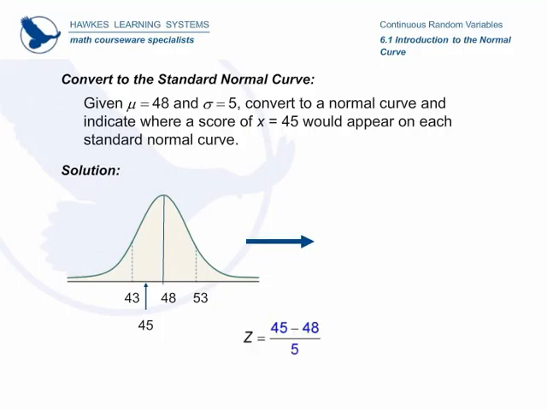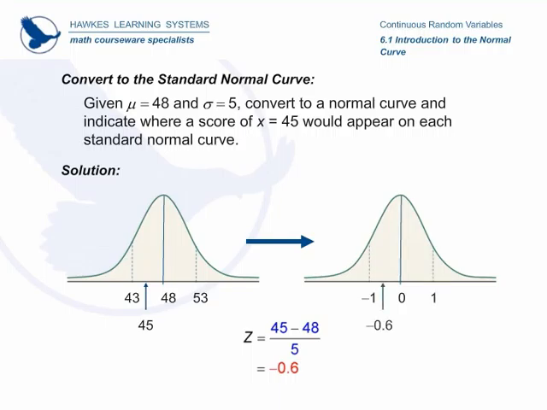We determine our z-score by taking our data value of 45, subtracting the mean of 48, and dividing by our standard deviation of 5. That gives us a value of negative 0.6. Now we can plot that value for our standard normal curve, where our mean would equal 0 and our standard deviation would equal 1. 1 standard deviation above the mean and 1 standard deviation below the mean, and we plot our z-score at negative 0.6.